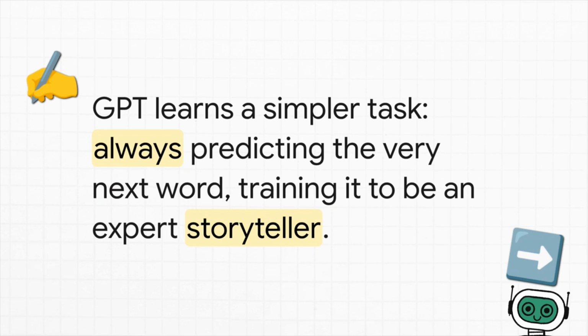GPT's training, called causal language modeling, is much simpler to describe. Its job is always to predict the very next word in a sequence. That's it. By doing this over and over again on a massive dataset, it learns the statistical patterns of how language flows, making it an expert at continuing a story.